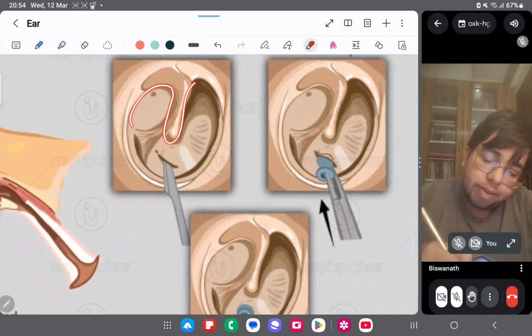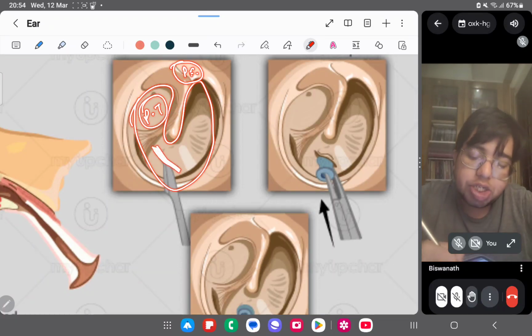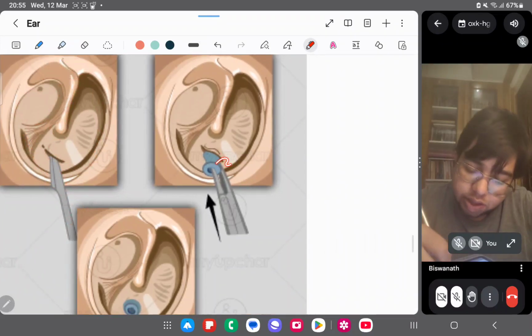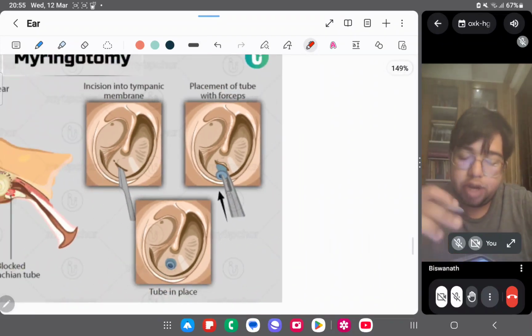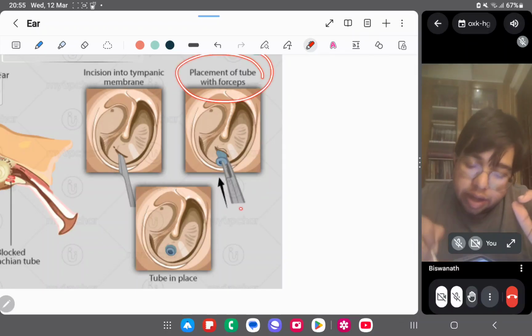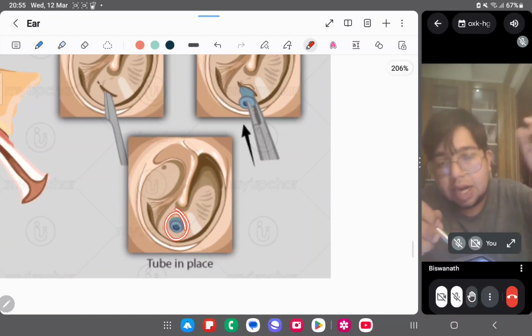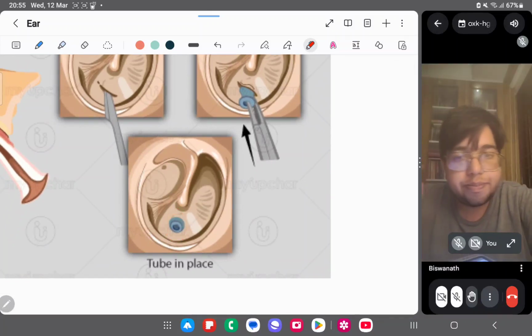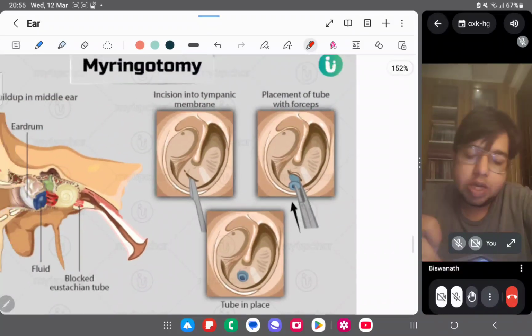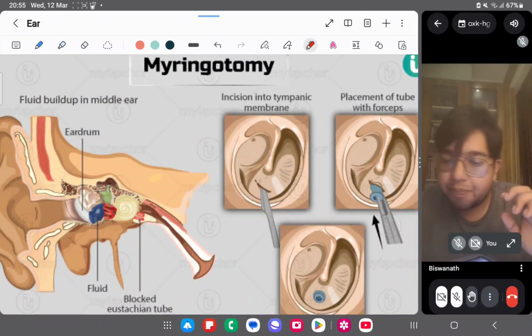So this is the tympanic membrane. You all know the parts now: this is the pars flaccida, this is the pars tensa. Here you will put an incision with a scalpel, and you can use forceps to put a tube here. With the tube in place, you can connect the tube and drain the fluid. So this was a basic thing about myringotomy.